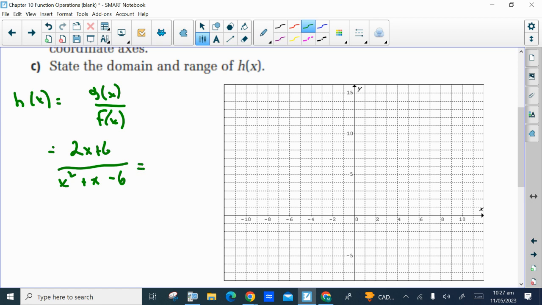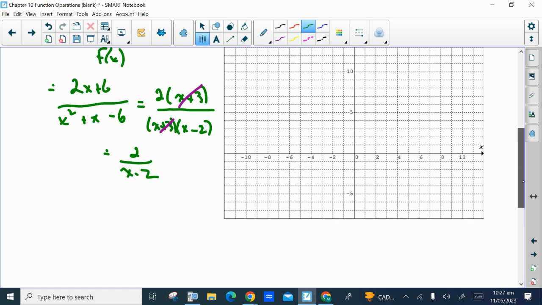To get the rest of the information, we will factor. There's a common factor of 2 on top, which leaves us with x plus 3. On the bottom, you'll have x plus 3 bracket x minus 2. And then the x plus 3's cancel. So we'll be left with 2 over x minus 2.